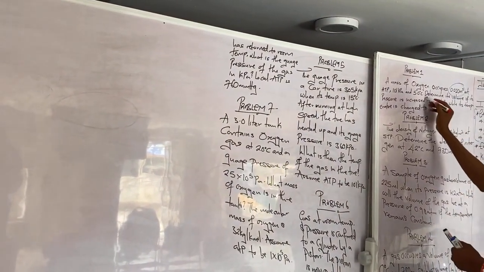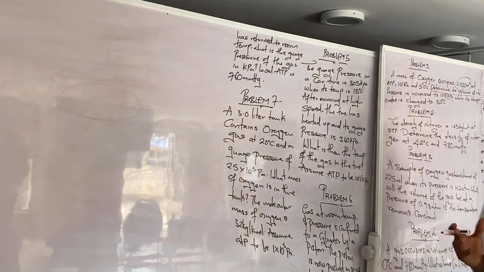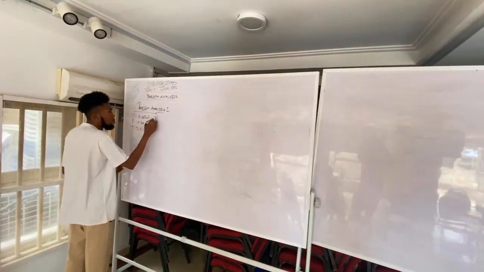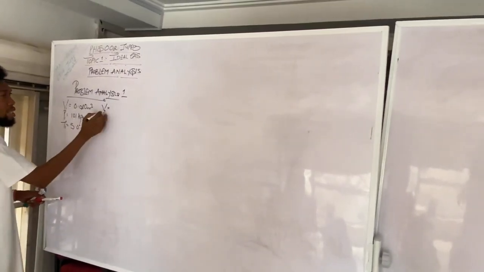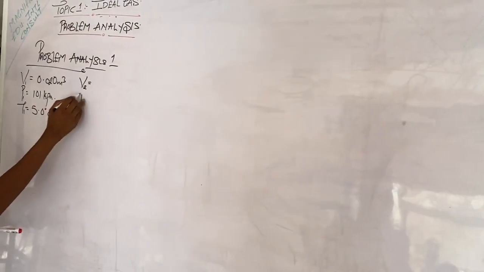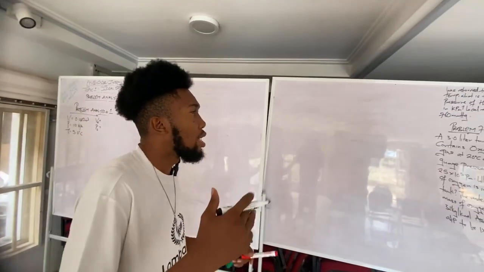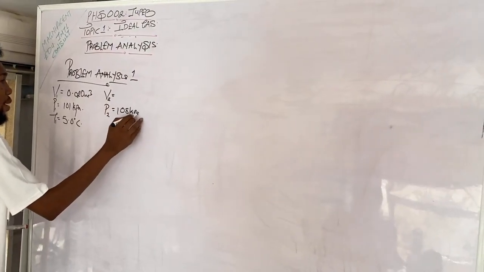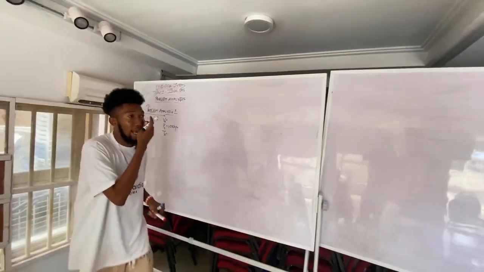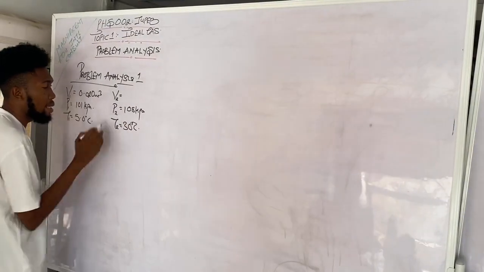They now asked us to determine its volume if its pressure is increased to 108 kilopascal. What will be the volume? That means we are looking for a volume. So this is situation 1, and we label them V1, P1, T1. This is situation 2: what will be the volume when the pressure P2 is 108 kilopascal, and the temperature, as stated, is 30 degrees Celsius. So I've just helped us extract the parameters in that question.